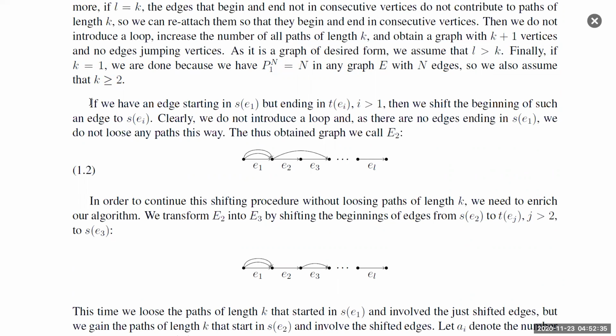When we have a jumping edge which starts at the first vertex, we can actually reassign it without much hassle. So look, if we have an edge starting at the first vertex, but ending not in the second vertex, then we shift the beginning of such an edge to S of E_i. So I assume that I have an edge which starts at the first vertex, but it ends at the end of the i-th edge, and i is bigger than 1. Okay, so then I shift the beginning of such an edge to the beginning of E_i. Right, and then this becomes an edge from S of E_i to T of E_i, and obviously it does not jump over any vertex.